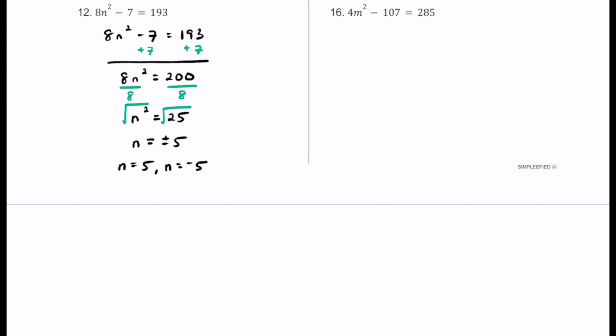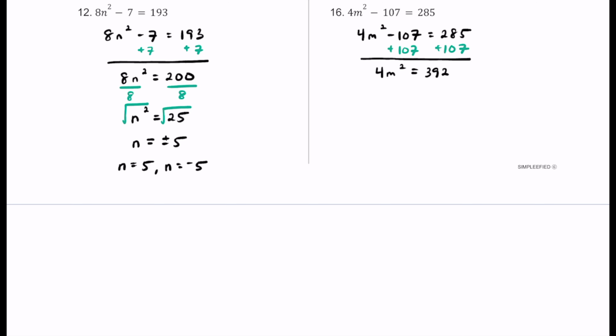And finally, for number 16, we have 4m squared minus 107 is equal to 285. Okay, so the first thing we're going to do is try to isolate m squared. So let's add 107 to the left side and add 107 to the right side. If we go ahead and do that on the left side, we should be left with this 4m squared. And on the right side, we're going to have 392.